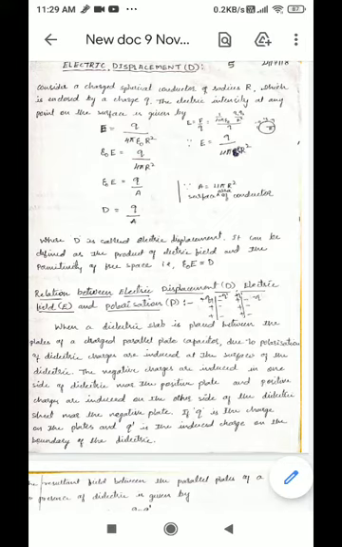First, we should consider a charged spherical conductor of radius R, which is enclosed by a charge q. Now, how to find the electric intensity at any point on the surface? It is given by E equal to q divided by 4 pi epsilon naught r square.